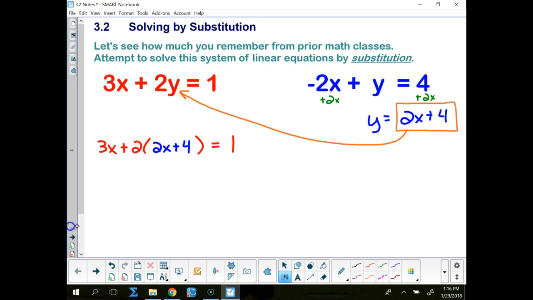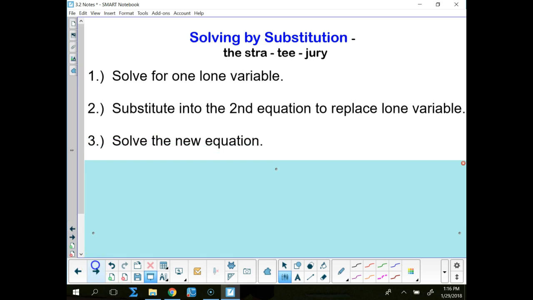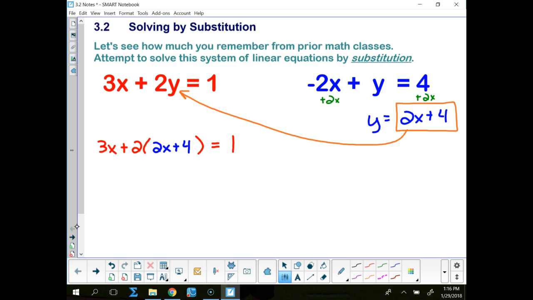Agree? Now what? Now I'm going to solve that for x. I'm going to solve my new equation. So that's 3x plus 4x plus 8 equals 1. 3x plus 4x is 7x. Subtract 8 from both sides gets me 7x equals negative 7. Divide both sides by 7 gives me x equals negative 1. Yes? Okay. Now what?